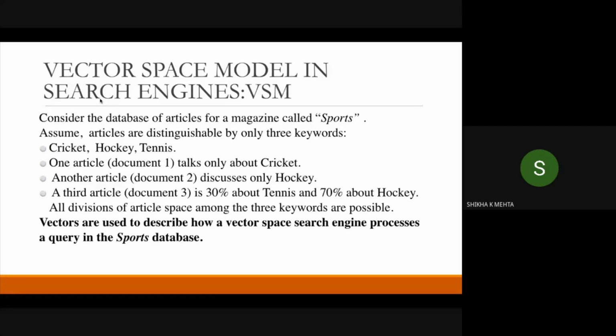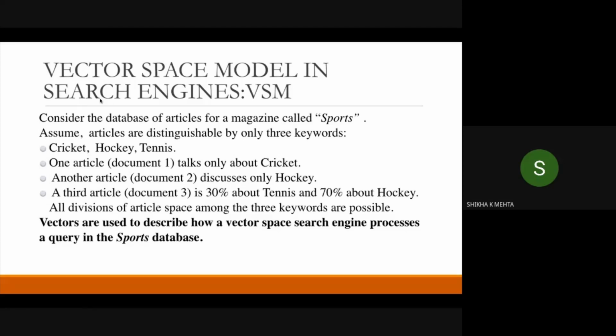We have 3 documents and only three keywords, so each document can be distinguished on the basis of these 3 keywords. One article, document 1, talks only about cricket. Another document discusses only hockey. Then document 3 is 30% about tennis and 70% about hockey.